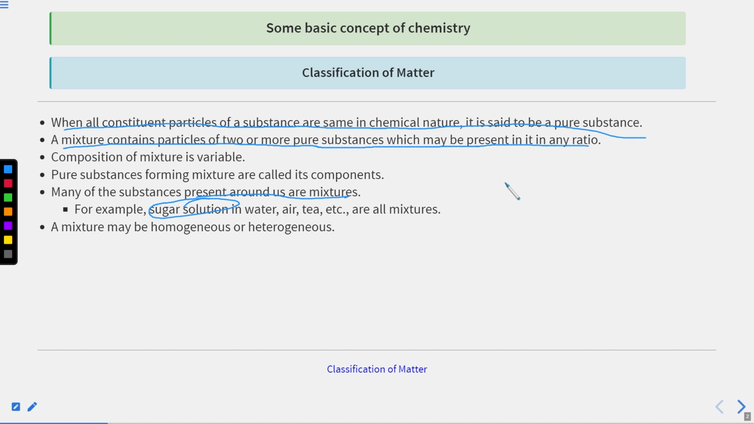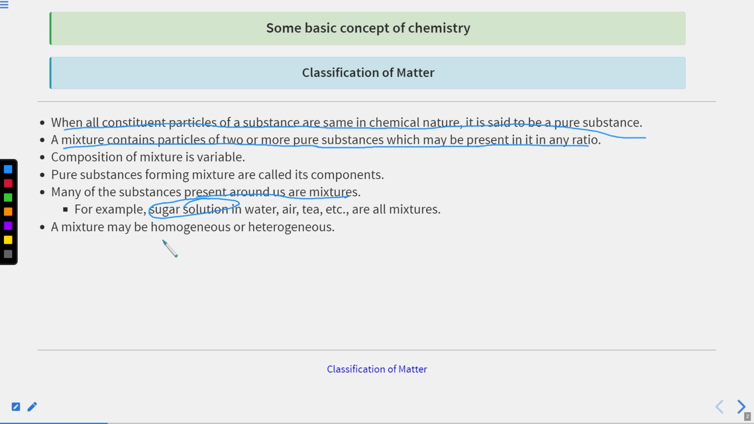Again, if you take air, then air contains different types of dirt particles and different gases like nitrogen, oxygen, and water vapor. So that is variable, and we cannot say that air is a pure substance. The next example is tea. Your tea is also not a pure substance because it is a mixture. It will contain water, it will contain tea, it would contain sugar.